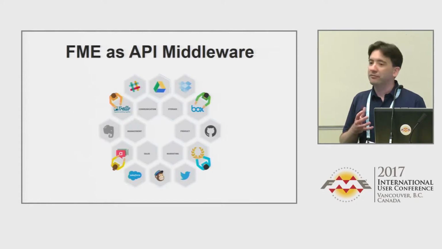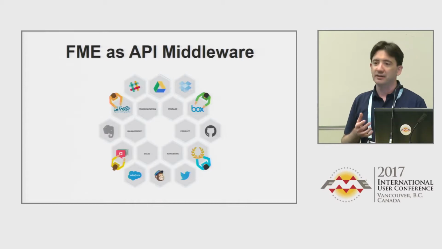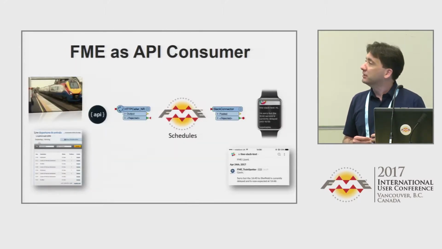But really, FME provides a fantastic tool for actually accessing all of these and starting to interact with all of these different services. It very much sits in the middle, and you can see the types of services you've got there. You've got data storage, like Google Drive, Dropbox, and Box. You've got Salesforce, MailChimp, Twitter. You can start to interact with all these different services, pull content down, push it up, and that's just the tip of the iceberg.